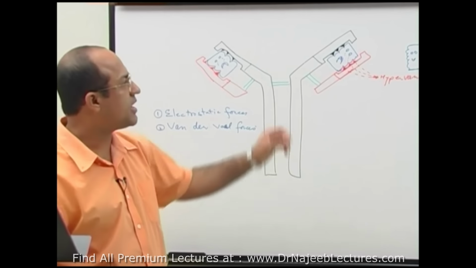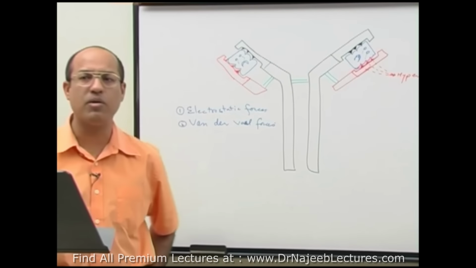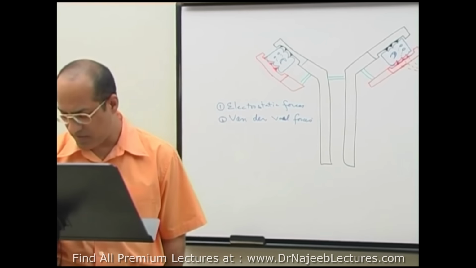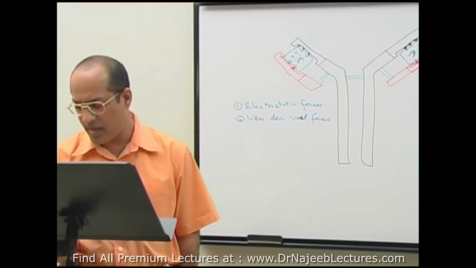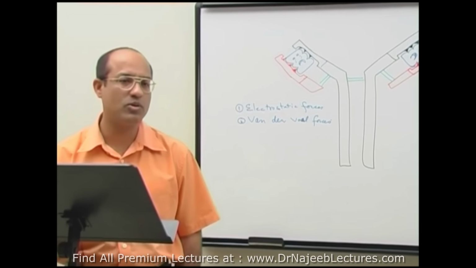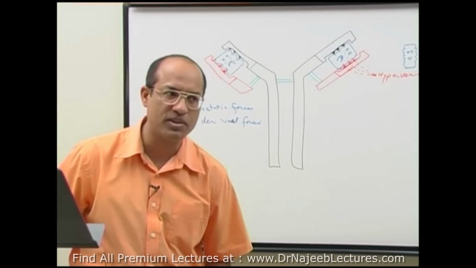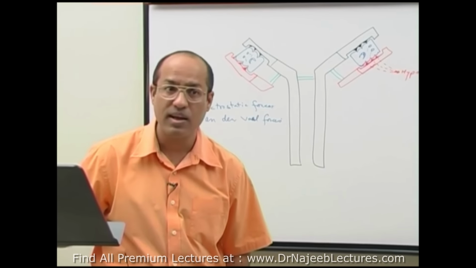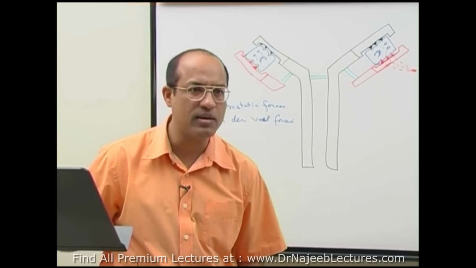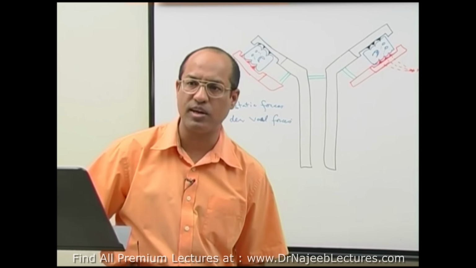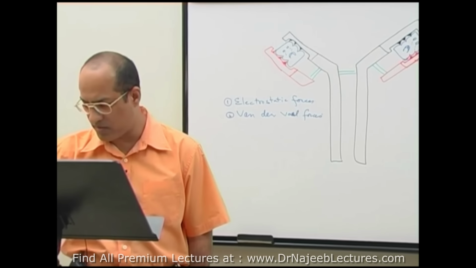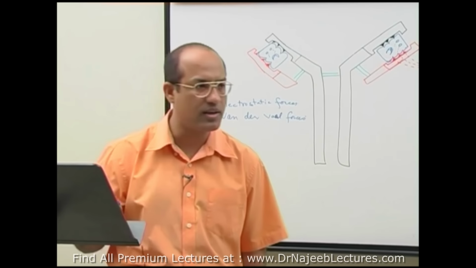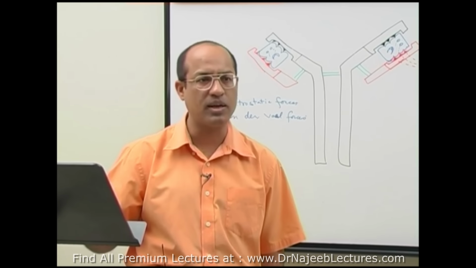So we can say that these bonds are not ionic bonds, these are not covalent bonds, these are simply hydrogen bonds and hydrophobic bonds. So the forces which keep the specific antigen and antibody molecule together are van der Waals forces and electrostatic forces, making very weak bonds like hydrogen bonds and hydrophobic bonds. Am I clear to all of you? Is there any special question here? There is none. Okay, let's have a break.